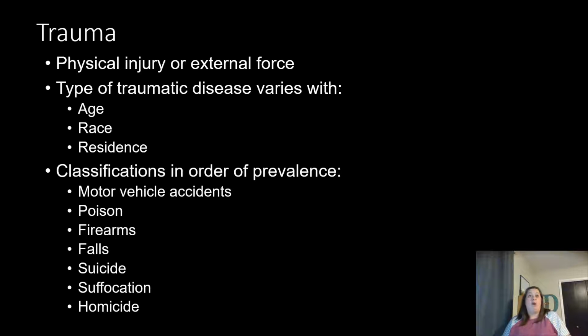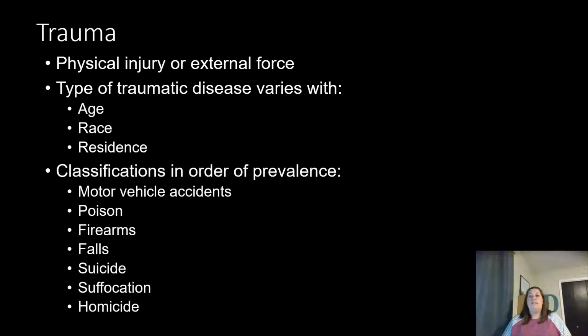All right, whereas farmers living in a rural area may have certain kinds of traumas that are more present than those who live in downtown Chicago. All right, so your location can also play a role in the types of trauma that you may experience.